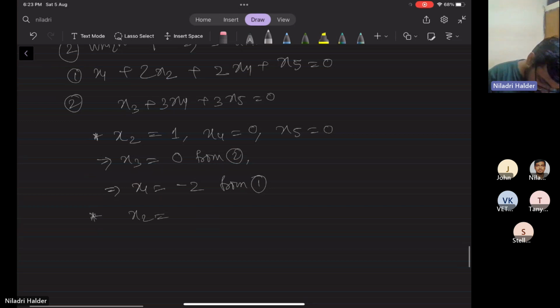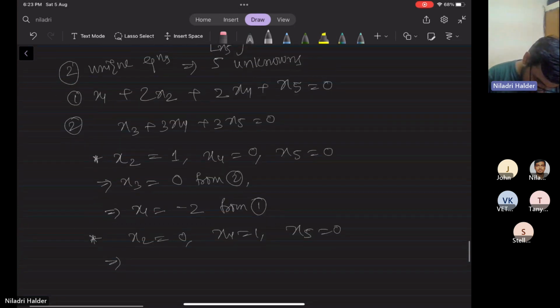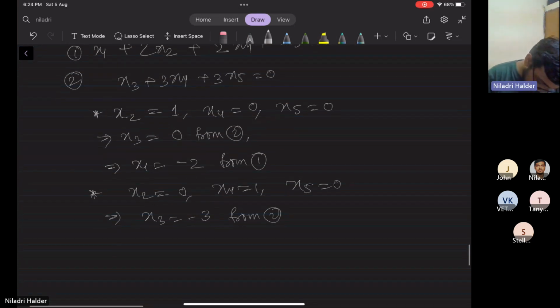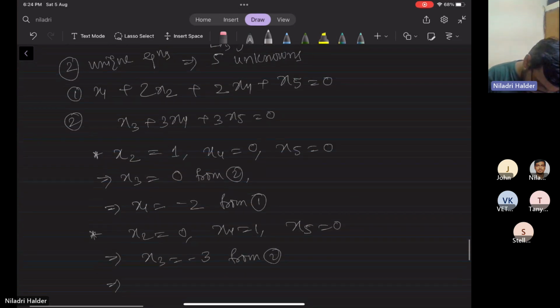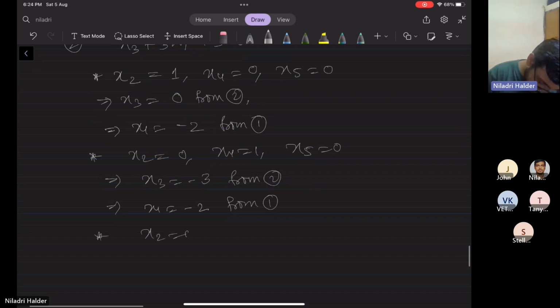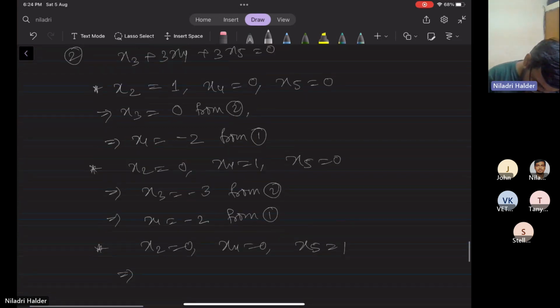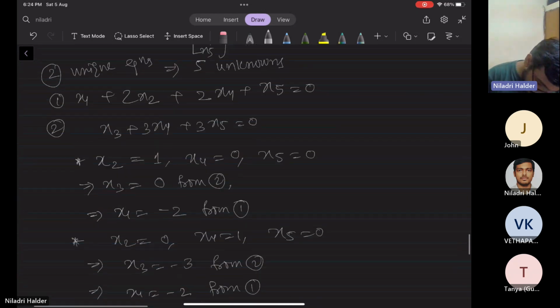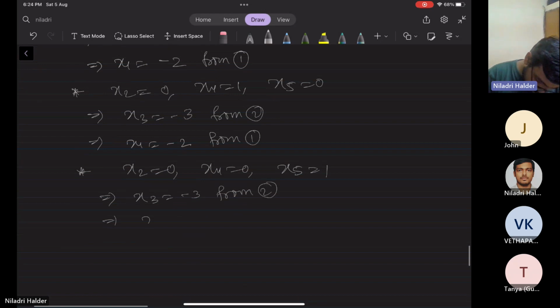Now let's put x2 equals 0, x4 equals 1, x5 equals 0. So x3 equals minus x4, minus 3, and x1 equals minus 2 from the first equation. Then let's take x2 equals 0, x4 equals 0, and x5 equals 1. This will give x3 equals minus 3, and x1 equals minus 1.